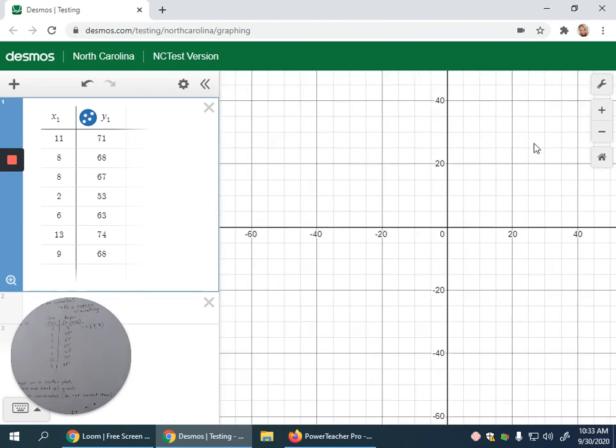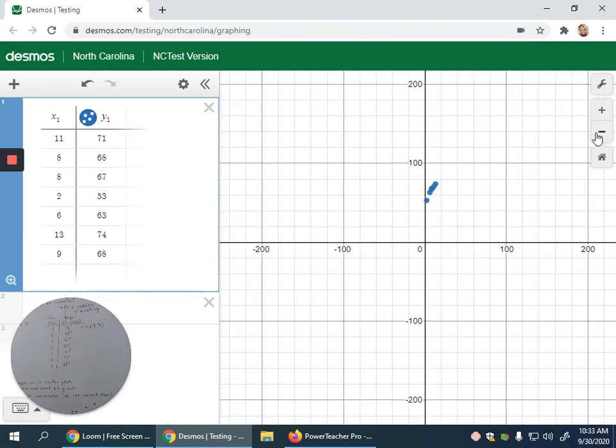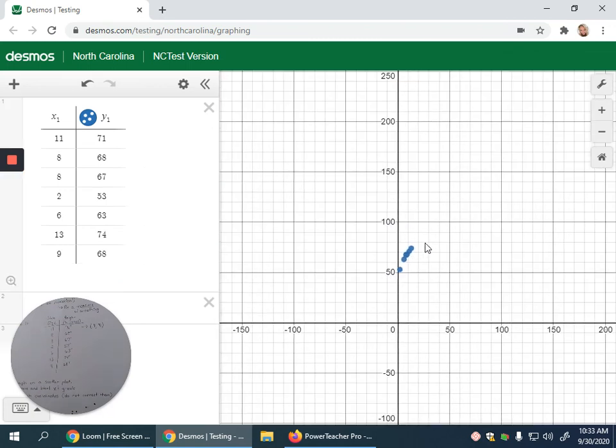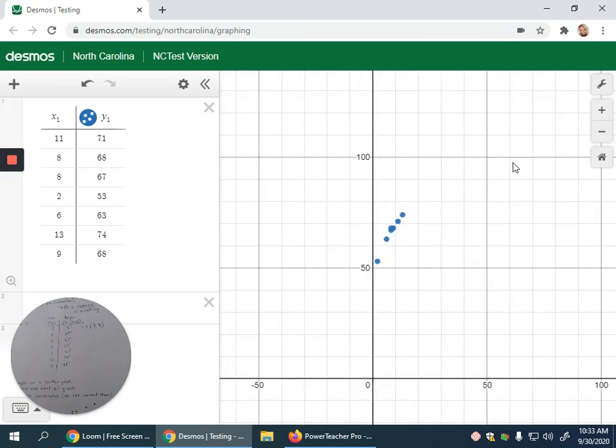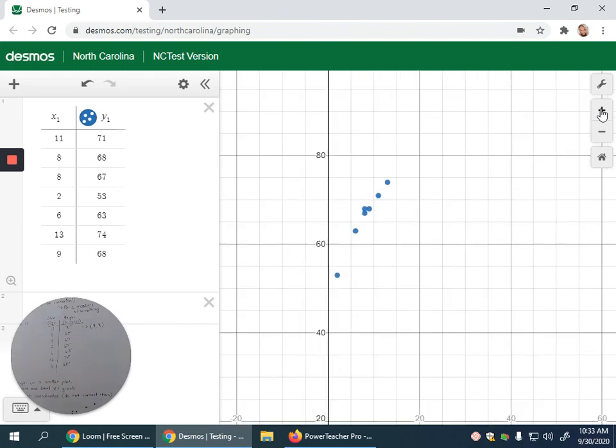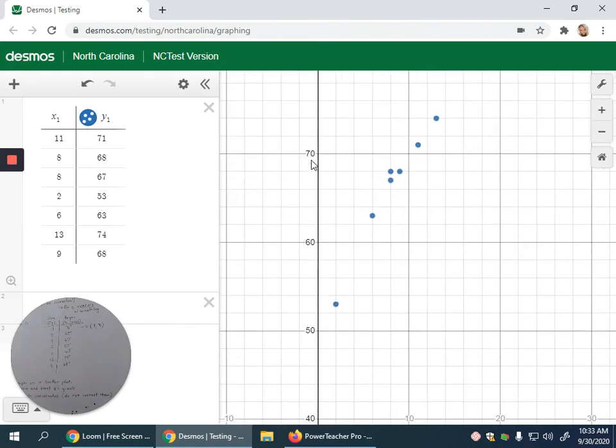Once you see where they are, you're going to zoom in on that spot. So you can hit the zoom in button, and then you grab the graph with your cursor and move it where you need it. And that way you can see your data, and then you can analyze it just like you did by graphing it by hand. So that is how to graph a scatter plot.